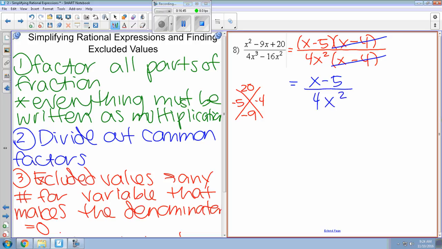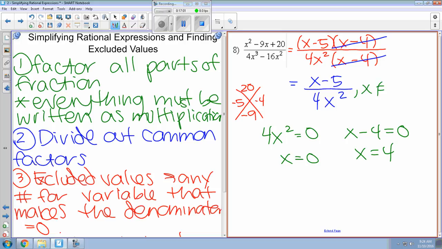To find your excluded values, just like before, set your bottom factors equal to 0. 4x squared equals 0 is going to give me x equals 0. X minus 4 equals 0 is going to give you x equals 4. So x cannot be 0 or 4. Remember to always go from your original denominator, not after you factored it out, because this was still in the denominator, especially when you started. It affects the problem.